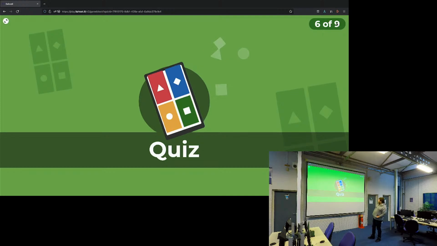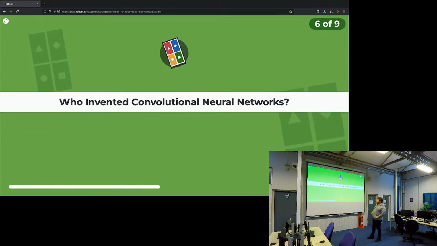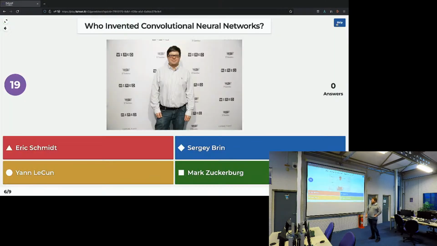He's running ahead. So, this is what I would say is quite a mean question. It's why I put an image up. Who invented convolutional neural networks? I put a picture of him there. Doesn't help, but there you go.